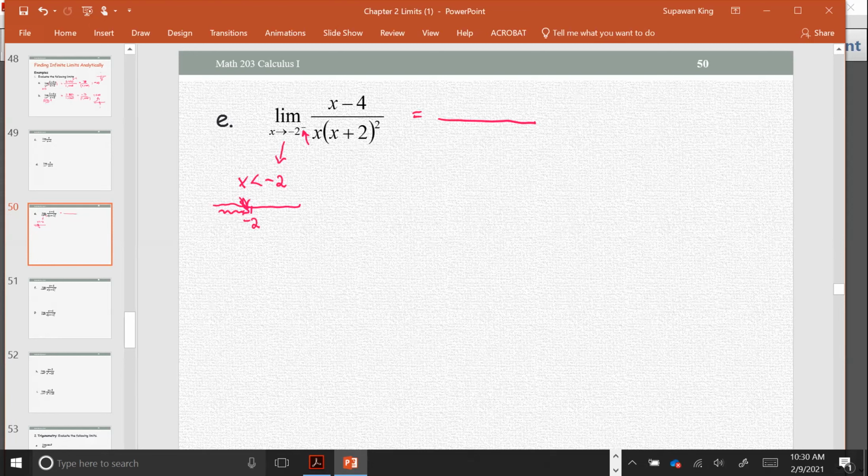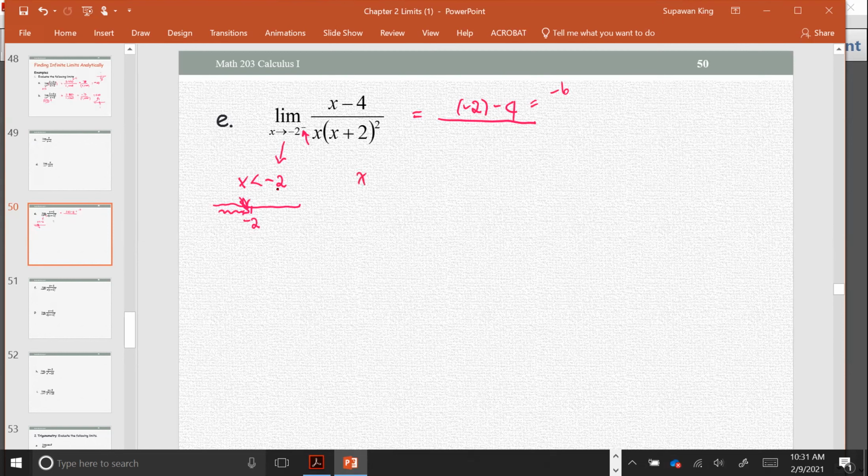Since the numerator has no problem as you substitute x with the value -2, it doesn't matter the left hand side or the right hand side. So we put -2 minus 4. We know that the numerator is gonna give us -6, okay? But the trouble is on the denominator. We look at one factor at a time.